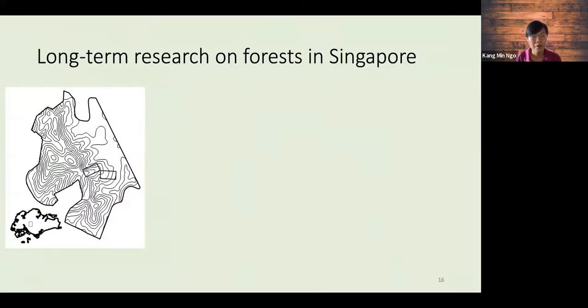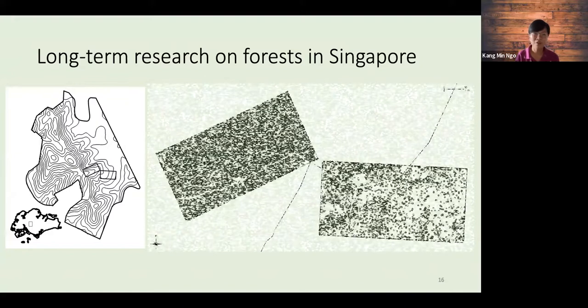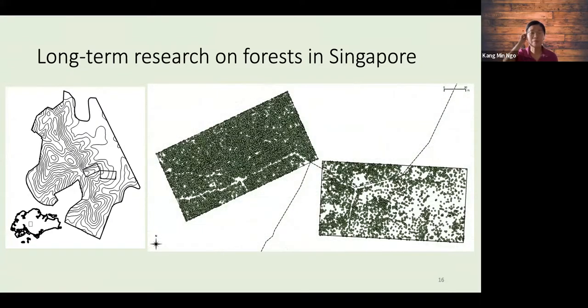So our long-term research on forests in Singapore is based in Bukit Timah Nature Reserve, which has the biggest continuous primary forest left in Singapore. And so we set up these long-term forest plots to monitor trees and to do research on them.